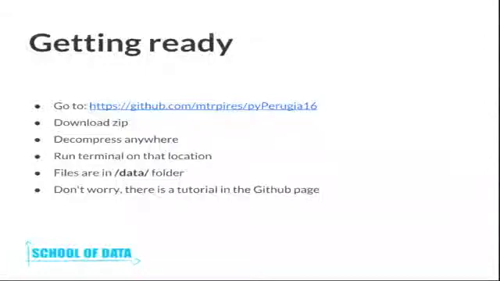So to get ready, please go to this address. It's a GitHub repository. If you have the presentation with you, you can just click on the link, download the zip file. I'm going to show you how to do this. You decompress the zip file anywhere, and you run terminal on that location. We will be using terminal, people. Don't worry. It's going to be good.